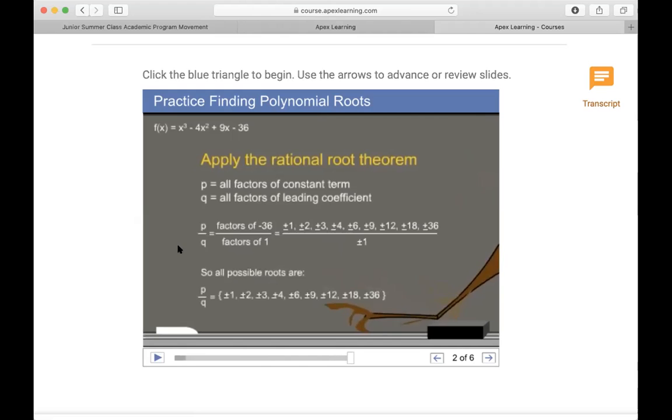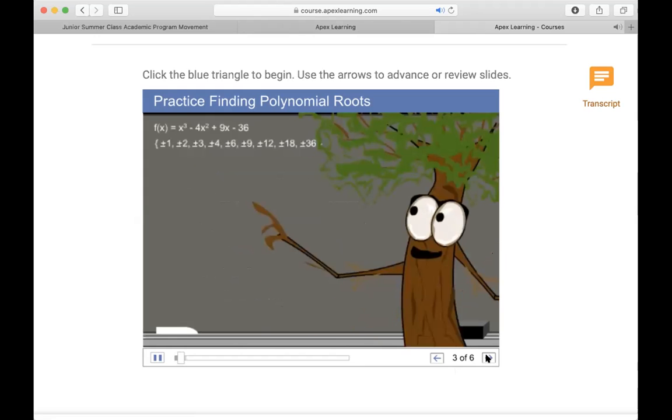And this one is actually awesome in my opinion, because look, your Q is 1. So you're dividing everything by 1. So it's not as many as we had when we were looking at 12 and 4. So all our potential roots are plus and minus 1, plus and minus 2, 3, 4, 5, all the way up to 36. Okay, so that's step 1. Apply the rational root theorem.